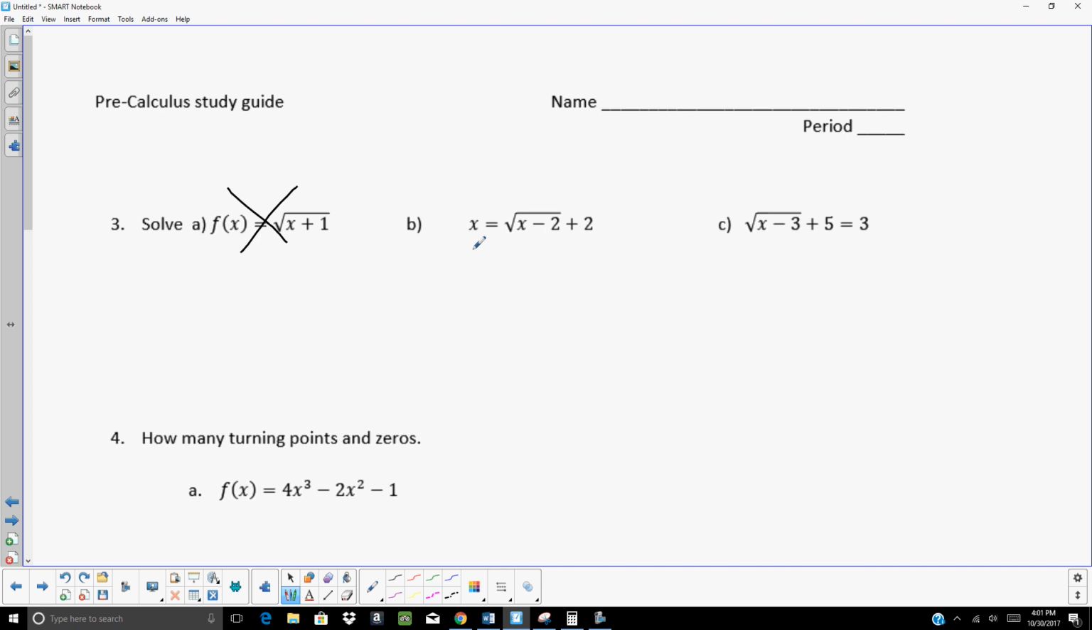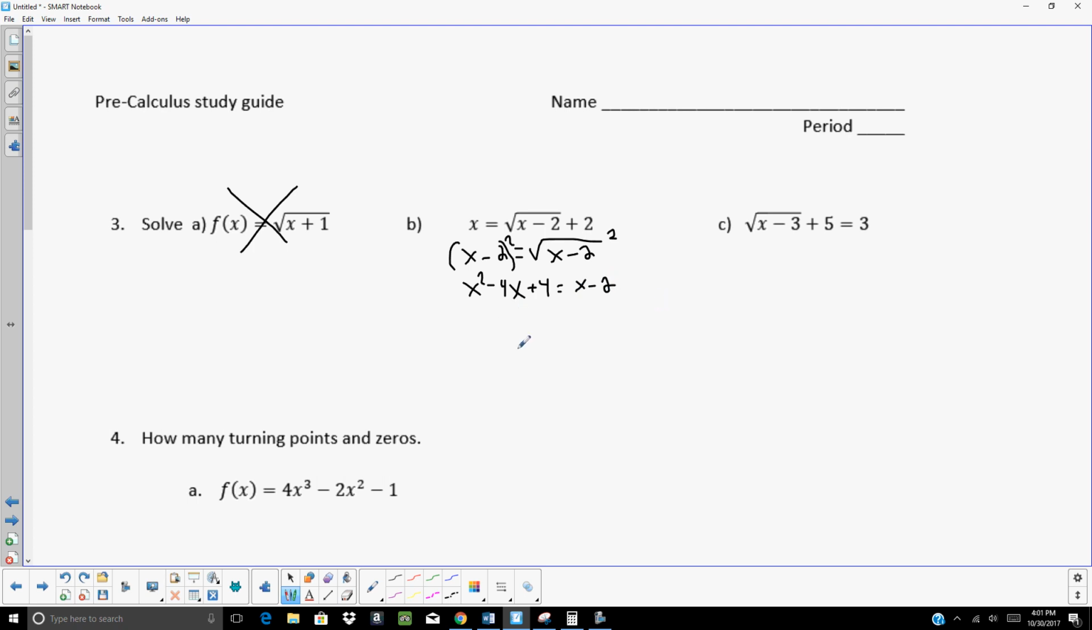So on this B, you would subtract 2. Square both sides. And you get x minus 2, or x squared minus 4x plus 4 equals x minus 2. Remember, you have to FOIL that side. Now we've got a quadratic.